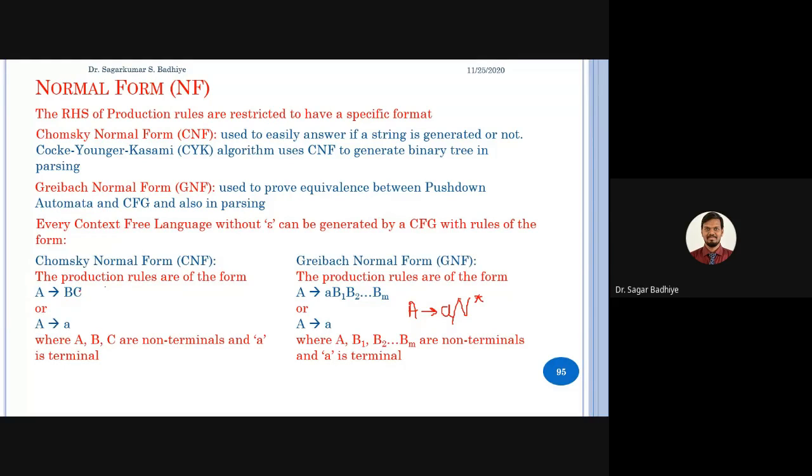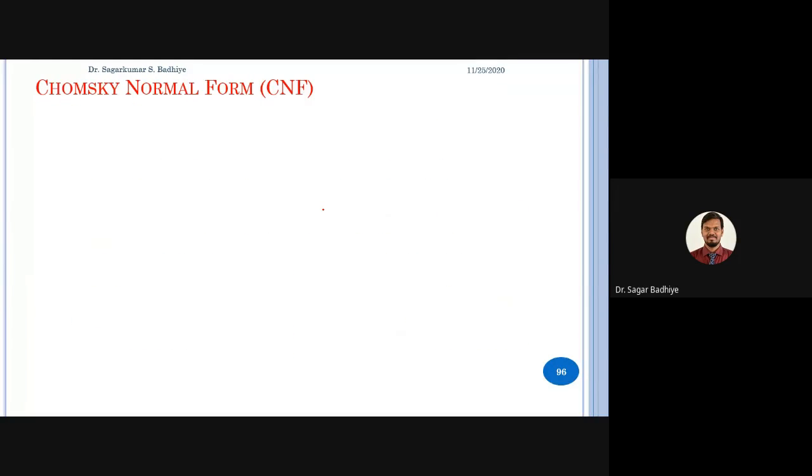Then suppose a grammar is given and you want to apply CYK to it, then you need to convert it to CNF, so it would be easier. And if a grammar is given and you are asked to convert it to a pushdown automaton, then it would be easier to convert the given context-free grammar to GNF first, and then convert it to a pushdown automaton, because it will be an easy process.